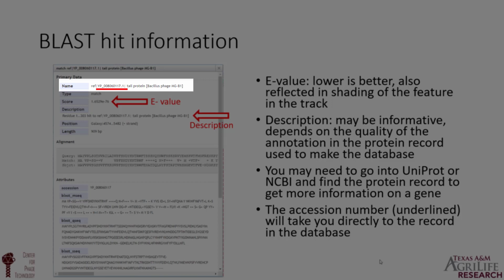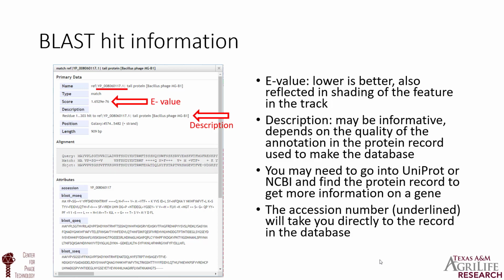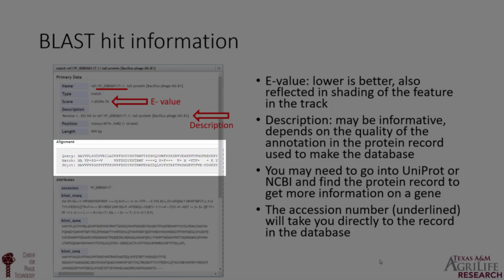Also, underlined in red at the top of the window, by the name, is the accession number of the hit protein, which could then be used to go to its record in the appropriate database. You may want to go into UniProt or NCBI to find the protein record and get more information on a given protein. Also of use is the alignment, which is in the gray box in the middle of the window.